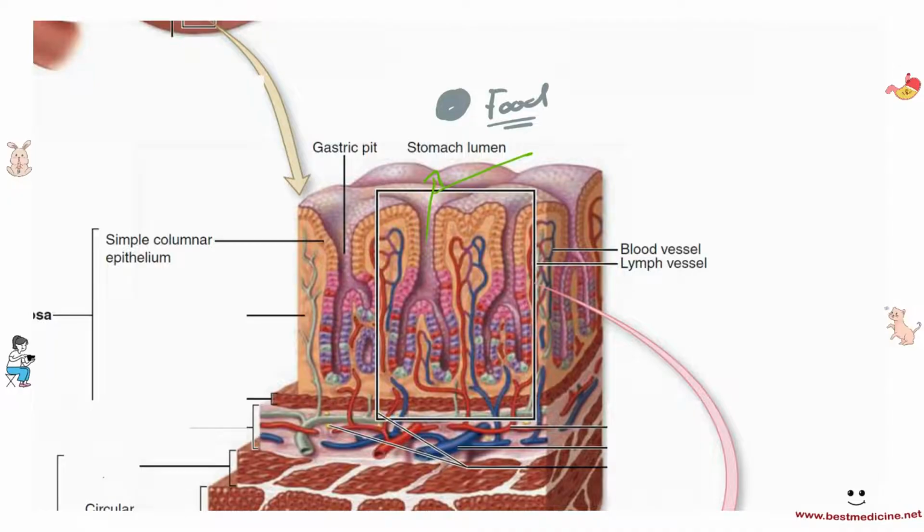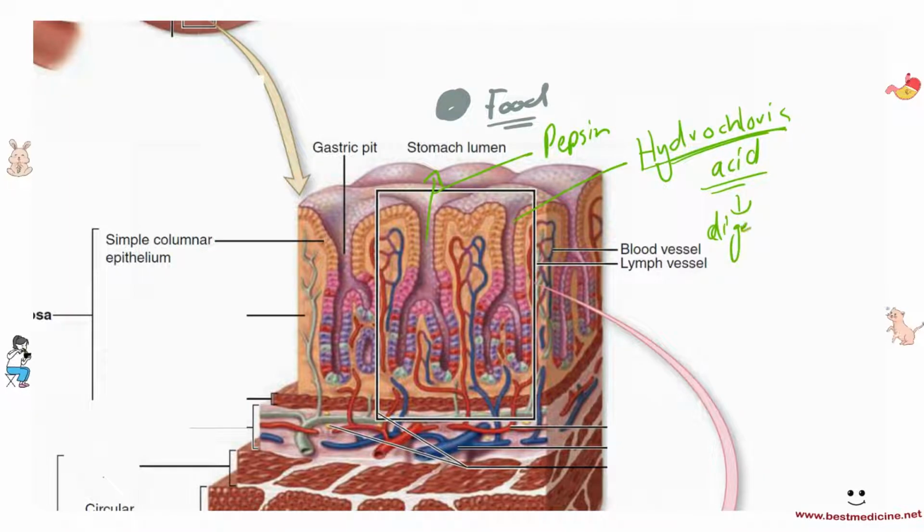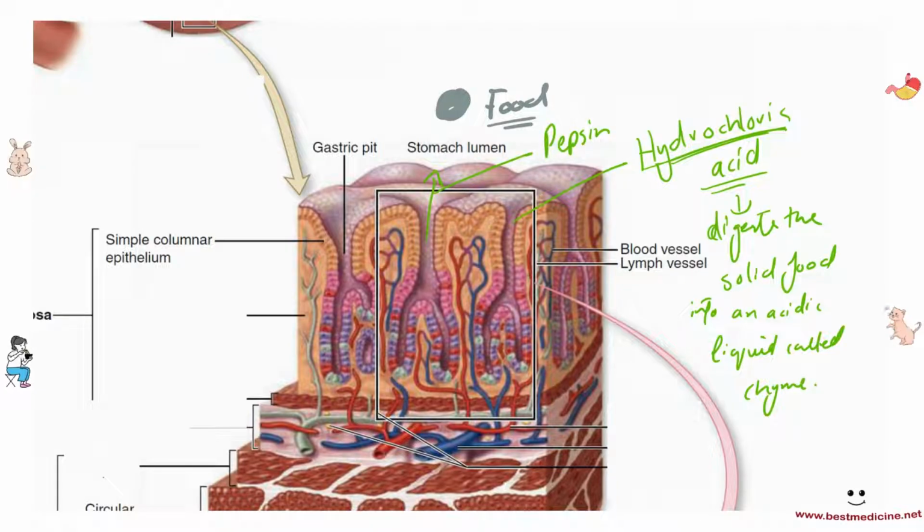A very important enzyme is pepsin. Pepsin is an enzyme that comes in here. The other thing that the stomach does is that it helps secrete hydrochloric acid. So these glands are secreting 2 things, pepsin and hydrochloric acid. Hydrochloric acid will digest the food into a liquidy paste called chyme. Okay? So let's write this down. Digests the solid food into an acidic liquid called chyme, which will then enter the small intestine.